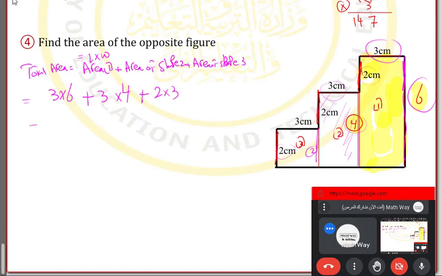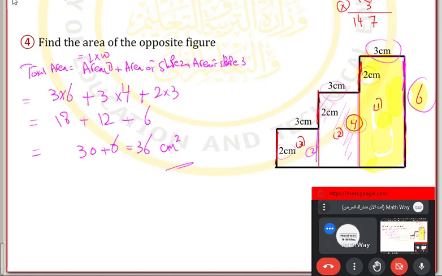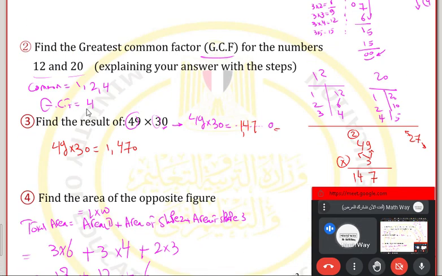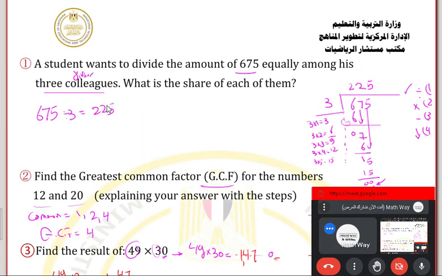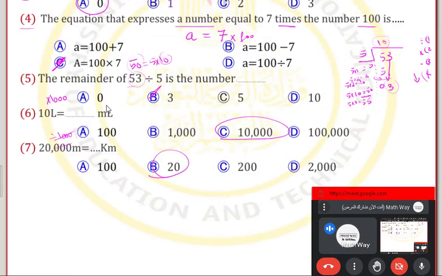So 3 by 6 will be 18, plus 3 by 4 will be 12, plus 2 by 3 will be 6. Now 18 plus 12 is 30, and 30 plus 6 will be 36. Don't forget the unit. Here we are calculating area, so centimeter squared. So these are the answers of the whole model. See you next time. Goodbye.